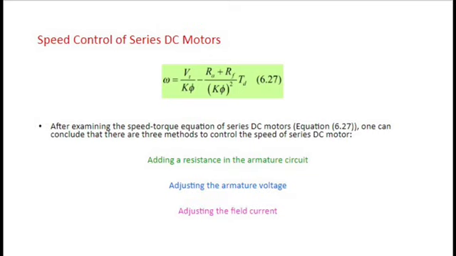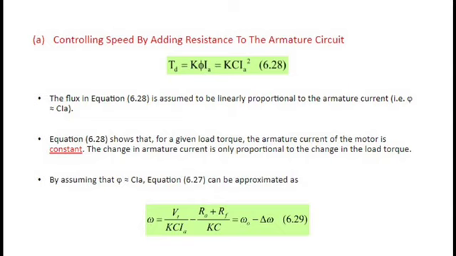So there are three methods to control the speed of series DC motors. The first one is by adding a resistance in the armature circuit. The second one is adjusting the armature voltage. And last but not least, adjusting the field current.